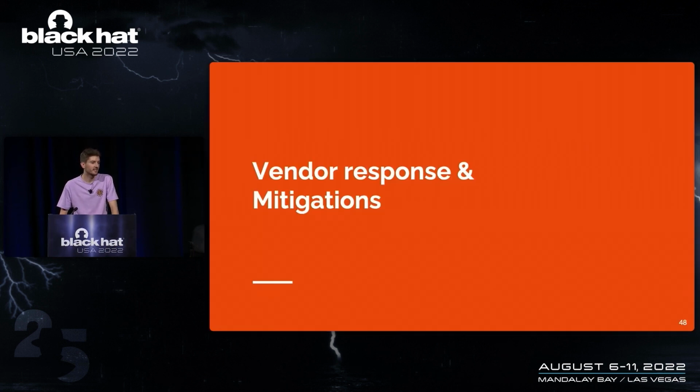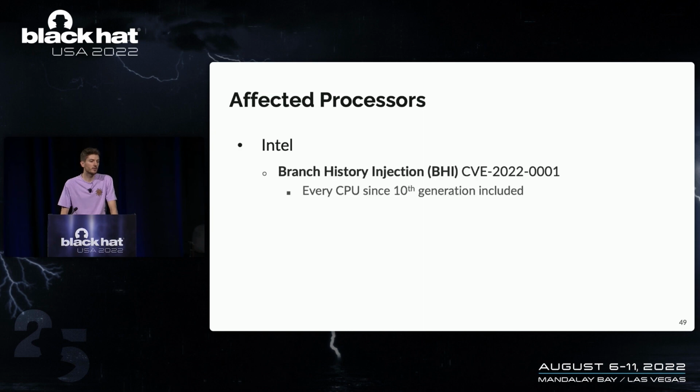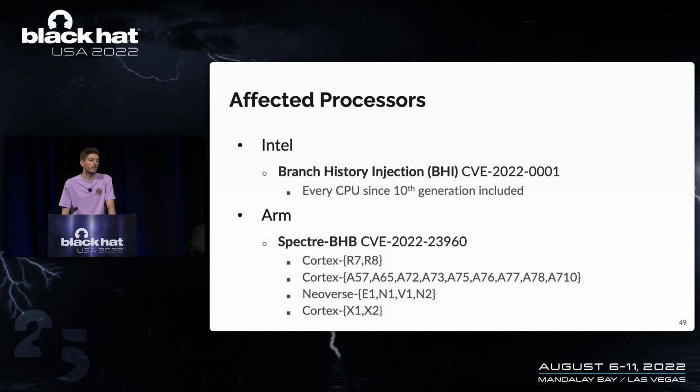OK, nice. First time. OK, let's quickly conclude with the vendor response and mitigation. There are many affected CPUs, but to summarize, every Intel CPU starting from the 10th gen is affected. So any new CPU from Intel is affected. And regarding ARM, it's a bit more complicated, but in a nutshell, every, let's say, CPU from the last 2 years with a branch prediction unit should be affected.